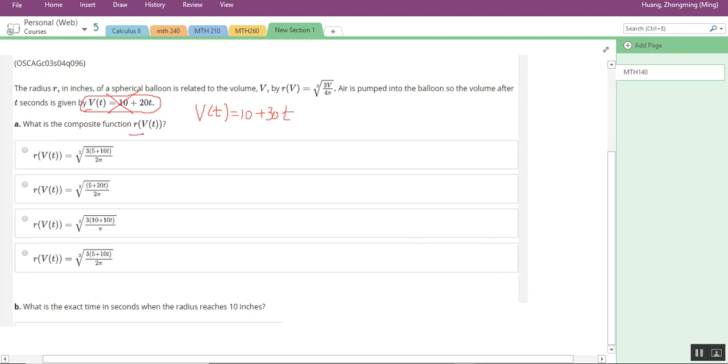So how do you find this composite function? So if you remember R of V of t, I do the inside out. So what is V of t? This is my V of t. So therefore, I'm gonna change this, write the inside part. So 10 plus 30t. That's what my V of t is.